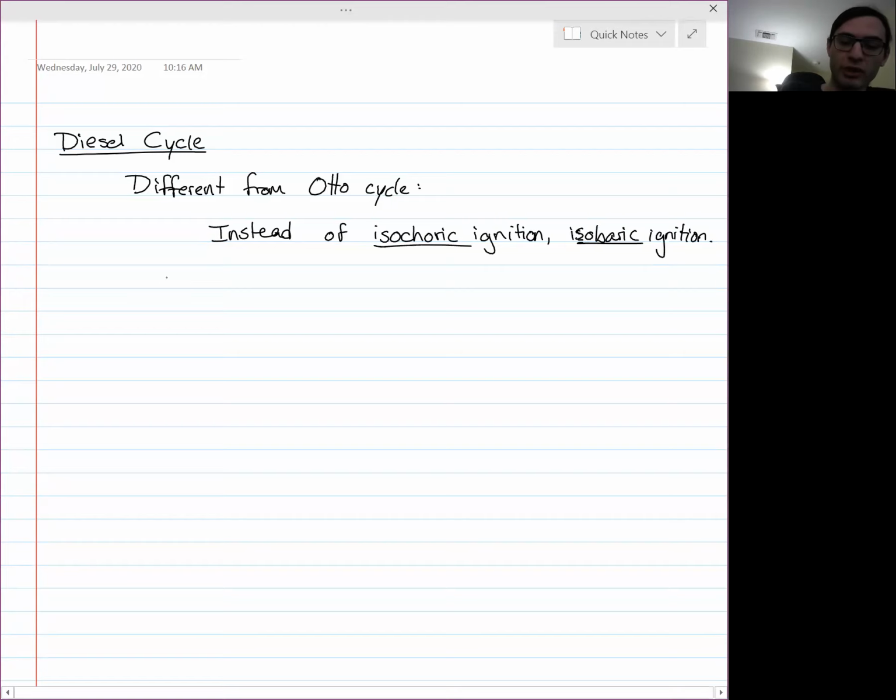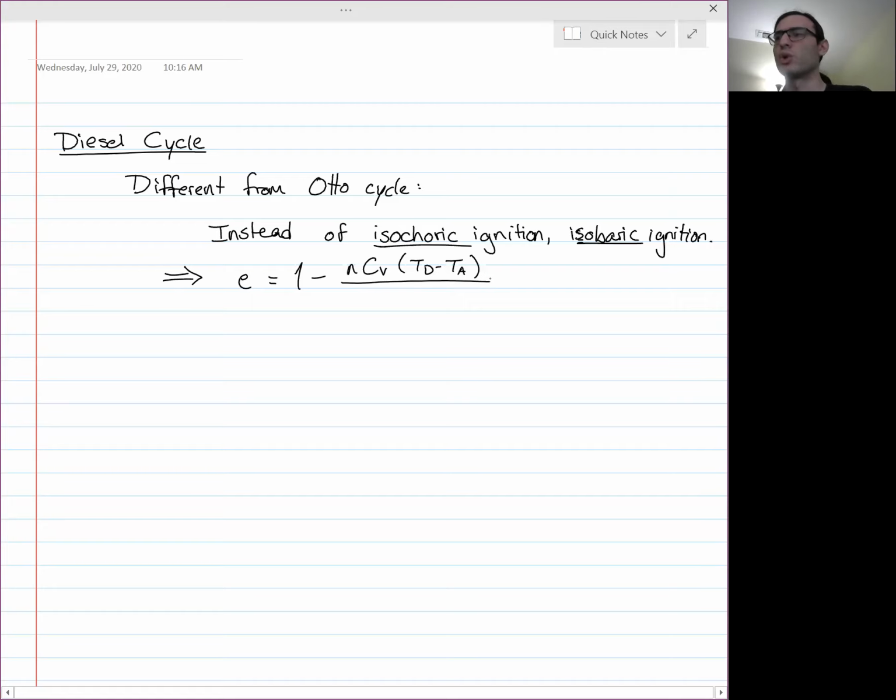And so what that results in is that the QH, the heat that enters from the hot reservoir, the formula for that changes. We have the efficiency is nCV over TD minus TA. That stays the same, constant volume, that's the isochoric cooling. But then for the ignition, which is the QH part, it's constant pressure.